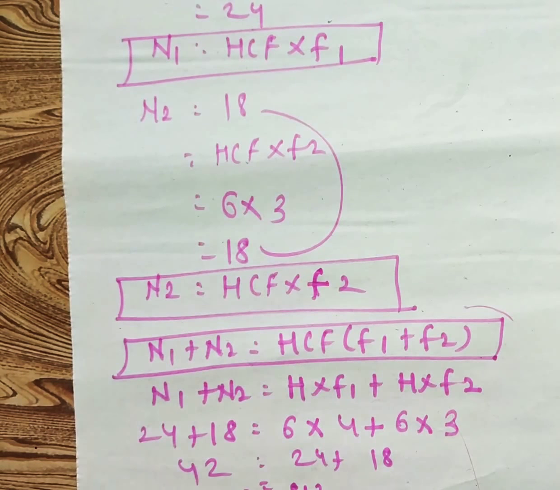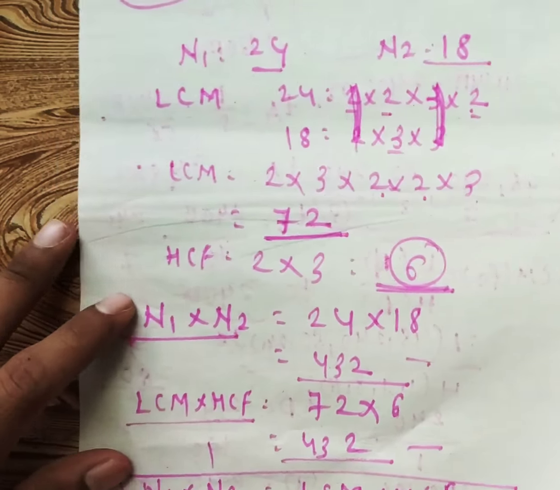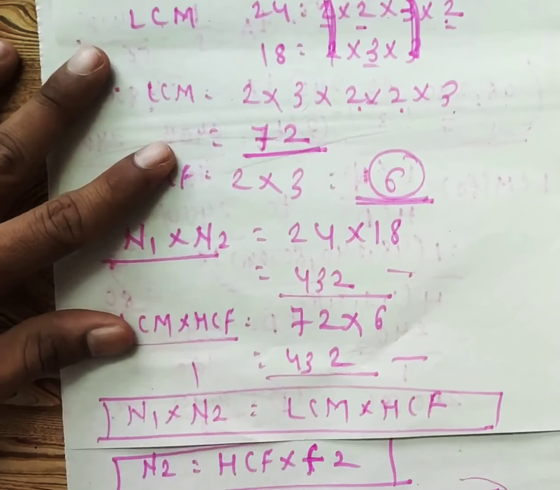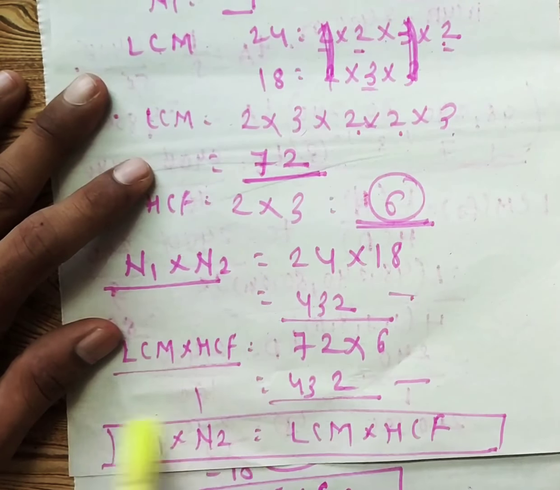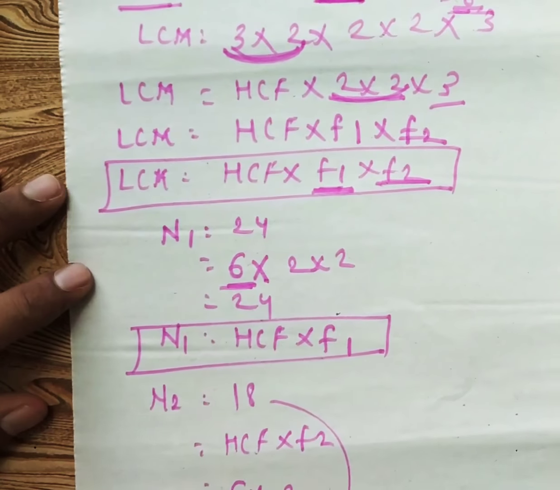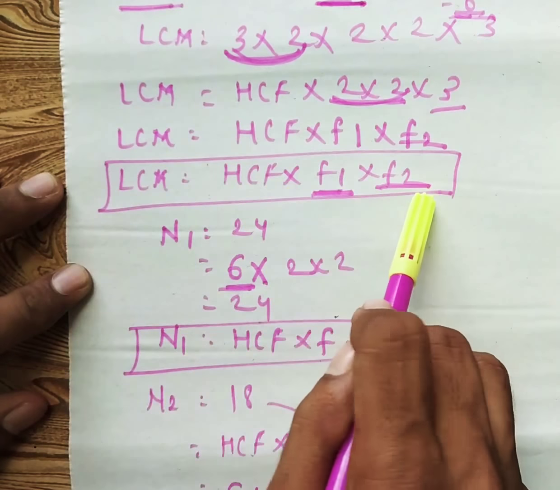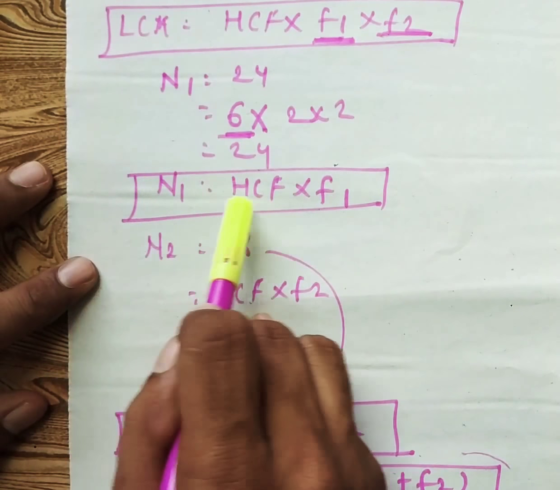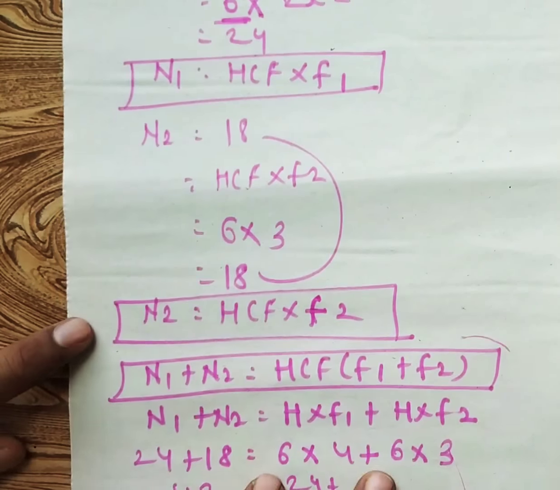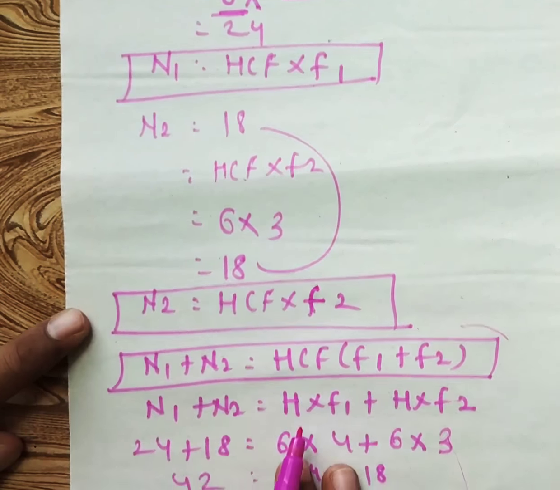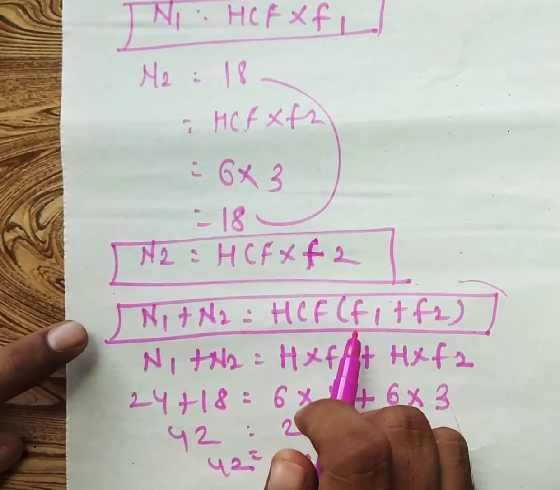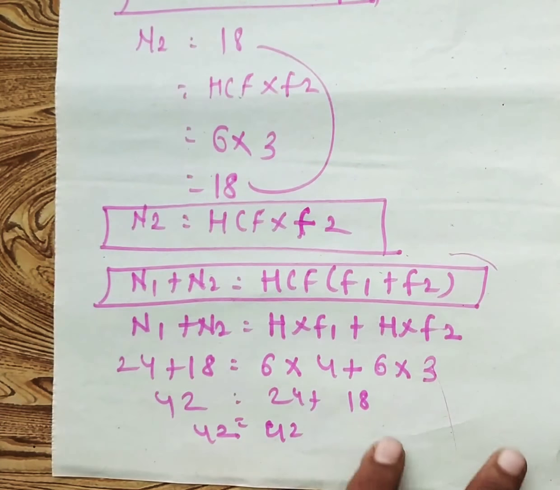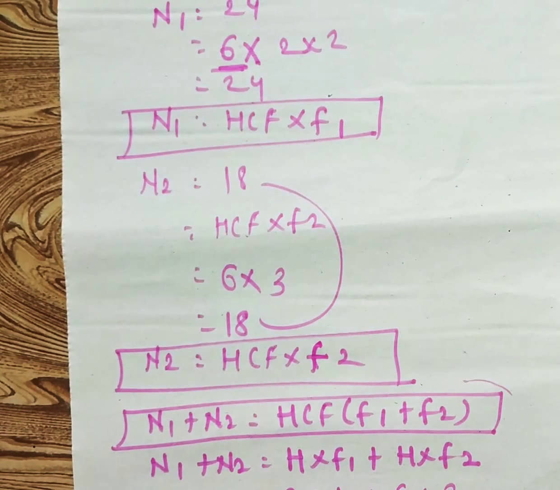So in this video what we have learned is: number 1 into number 2 is equal to LCM into HCF. This is very important, please note it down. Again, LCM is equal to HCF into F1 into F2. Number 1 is equal to HCF into F1. Number 2 is equal to HCF into F2. And the summation of the two numbers, N1 plus N2, is equal to HCF into F1 plus F2. We have proved it, so these are very important. Based on this we will solve a lot of examples in the next video. So please note down these important formulas.